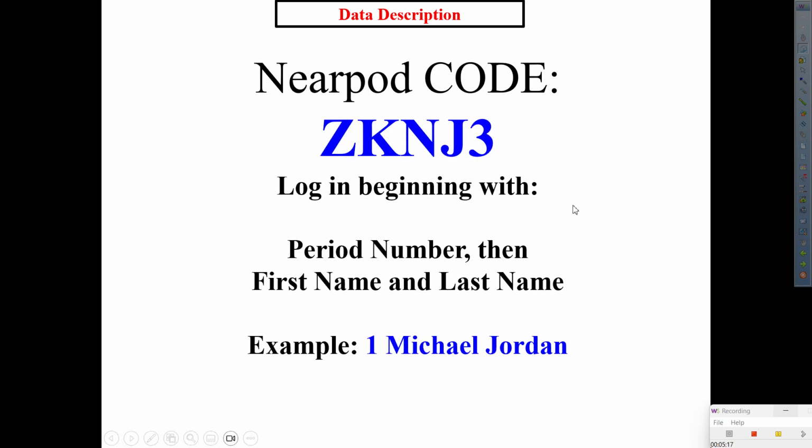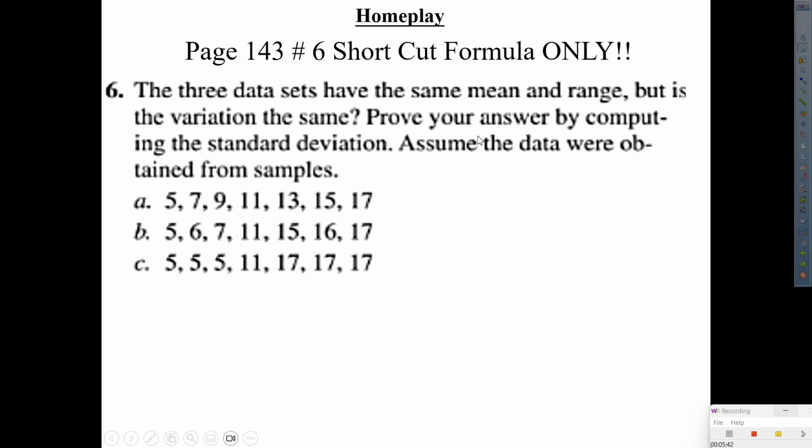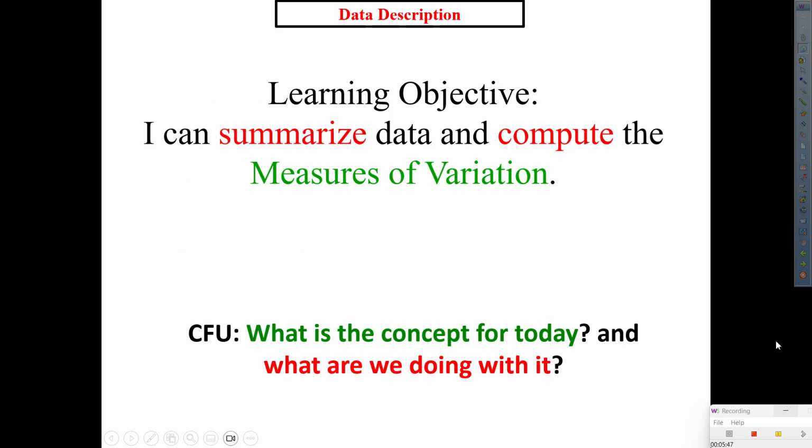All right, 2x is the home play. ZKNJ3. Write that down. ZKNJ3. All right? I asked you last night to study your formulas. Is that correct? Yeah, because we're going to be adding some more to those. Tonight's home play, those 3 problems. Only 3. All right, get a Cornell note ready, please.